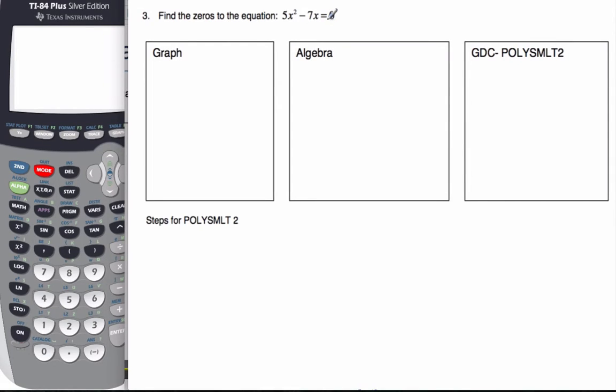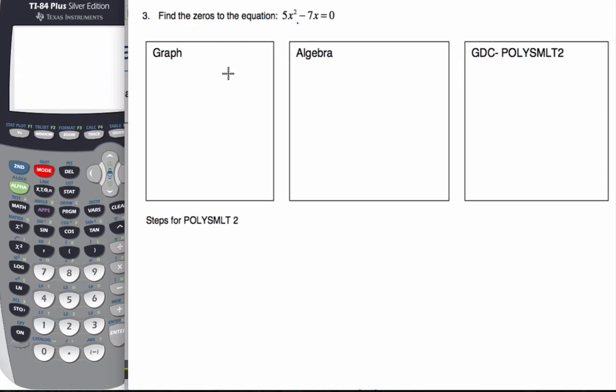Mr. Rops here, and today we're going to look at 3 different ways to find the zeros of the equation. This is another way of asking you to solve this equation, or find the zeros, or find the x-intercepts. Because graphically, if I make this y, then when is y 0? That is an x-intercept. So let's get right to it.